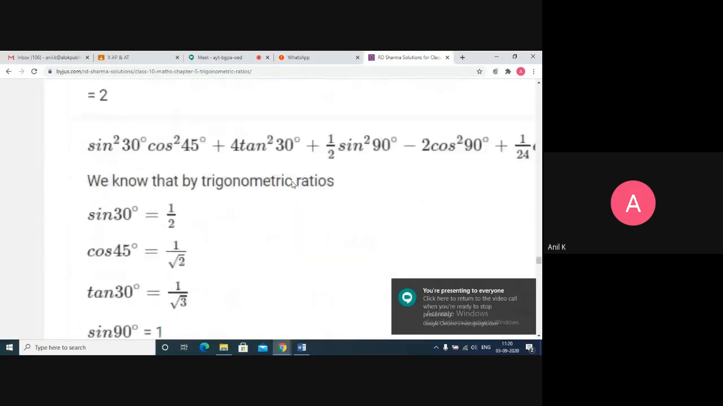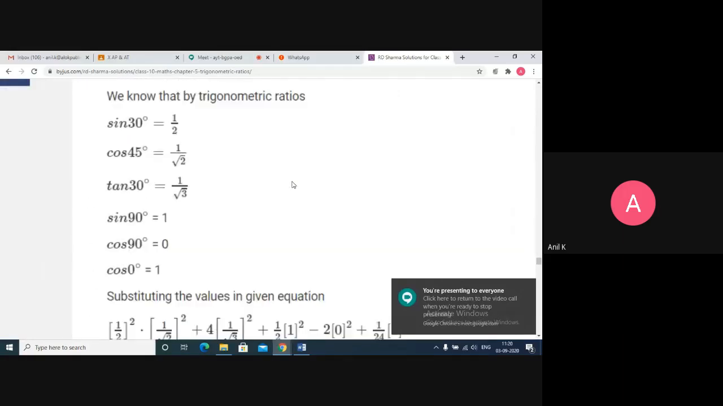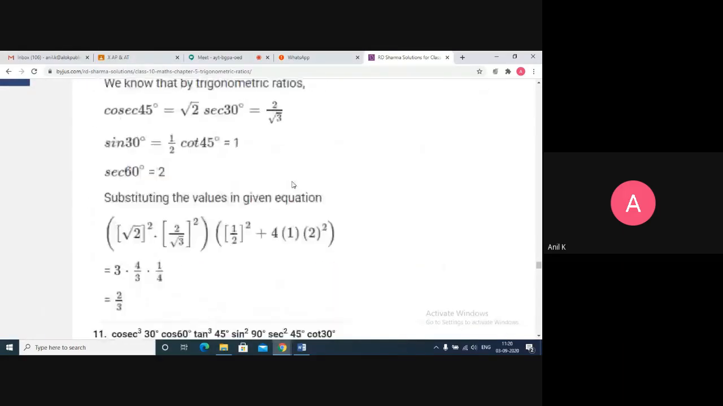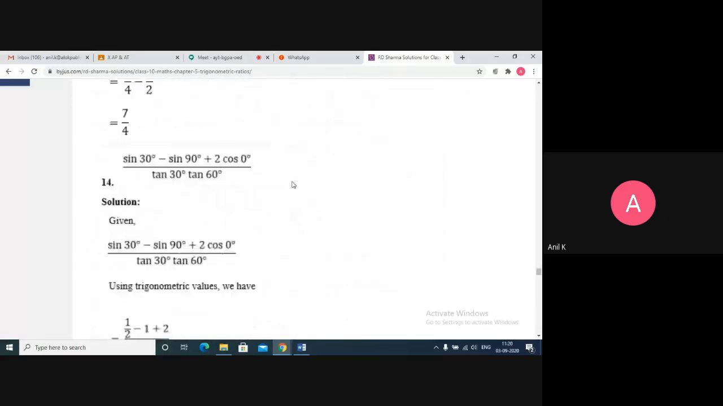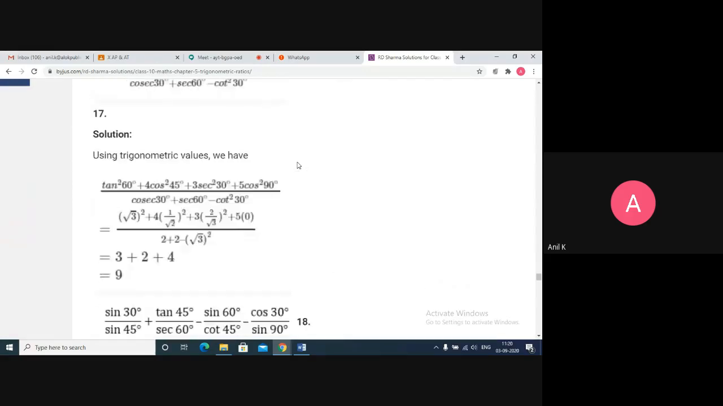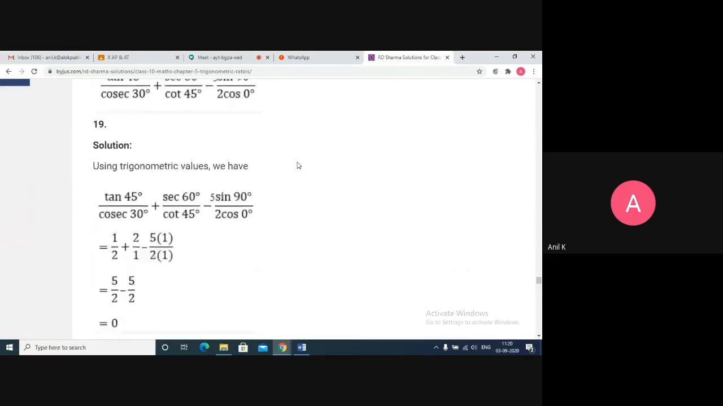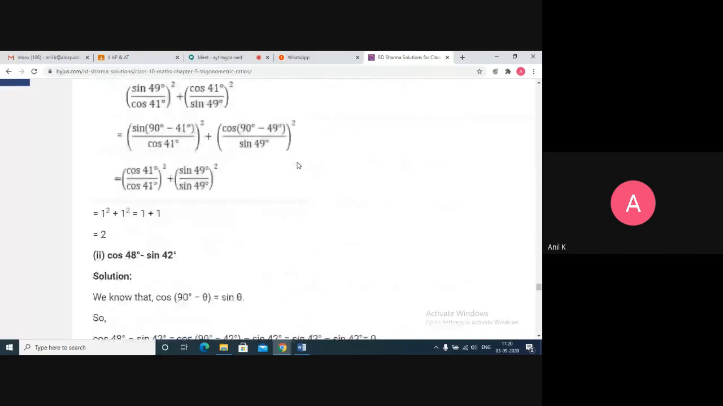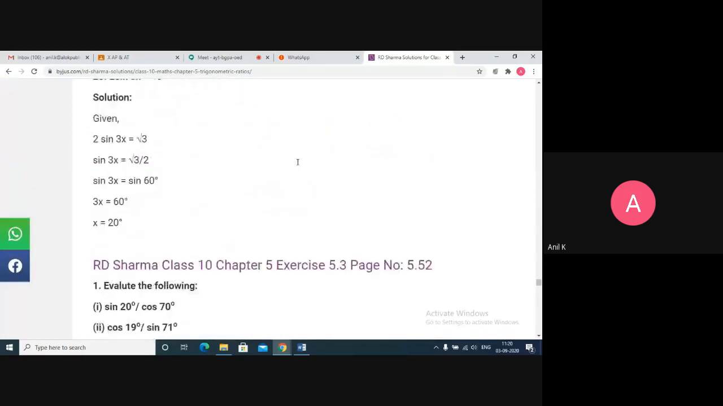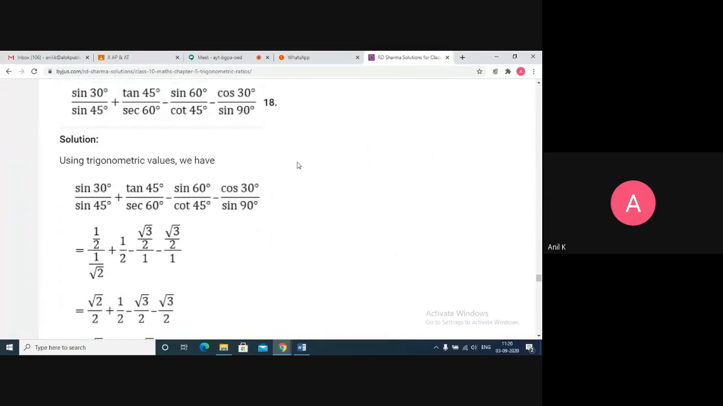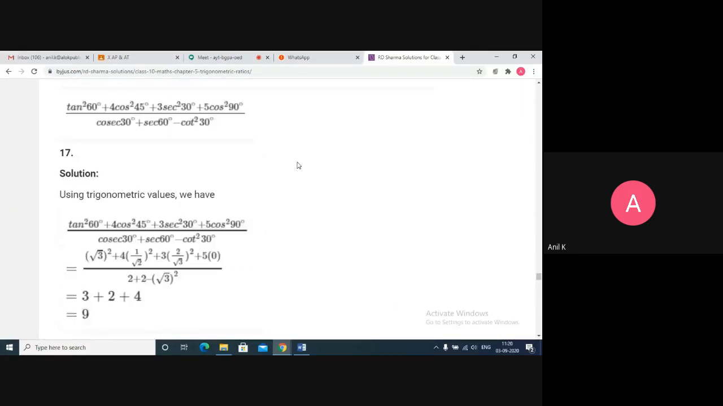So like this, you have little bit bigger questions. Even bigger questions will come. Wait, let me scroll down. Yeah, here just one fraction is given: sin 30 minus sin 90 plus 2 cos 0 upon tan 30 into tan 60. Then another fraction will come again, plus. So don't get scared looking at the size of the question. In this book they are not given in addition also. So I think this type of question you can solve, right?